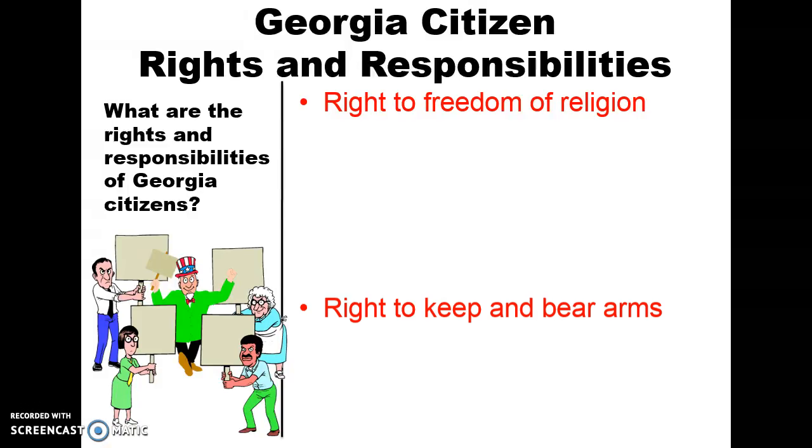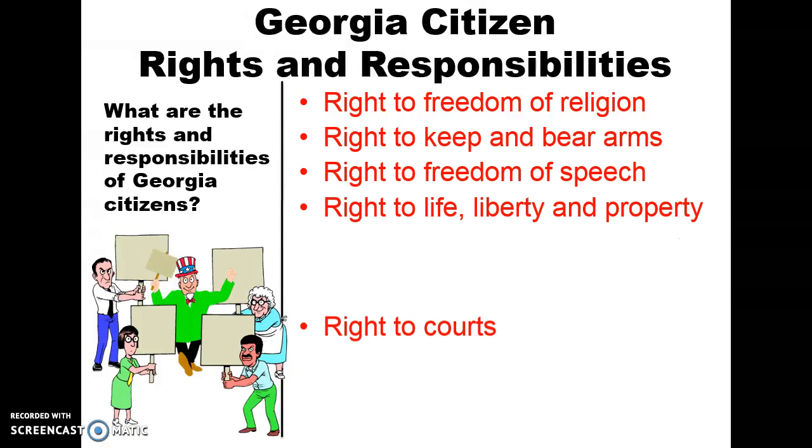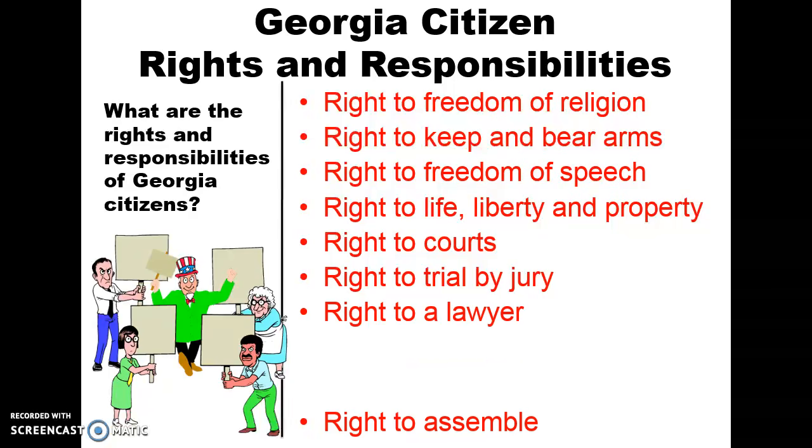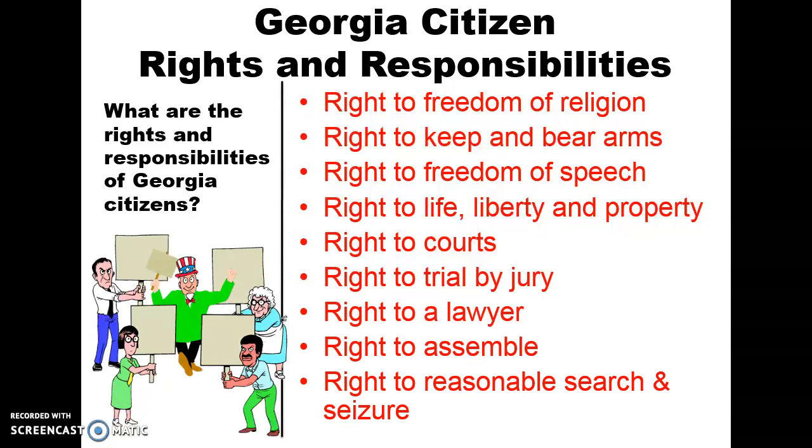So here are some of the rights that you are granted in Georgia and in the United States. Now, some of these rights, again, are going to pertain to you even at your age, but some of them are not. Like the right to a trial by jury. Being that you're a juvenile, you're not going to have that. And we'll talk about that more when we talk about juvenile justice.